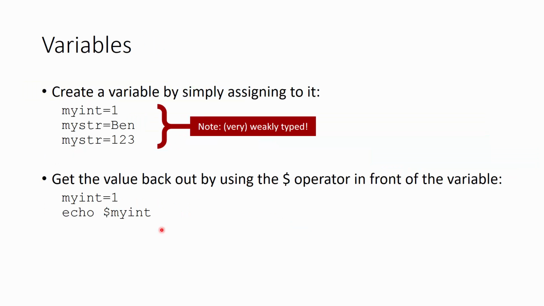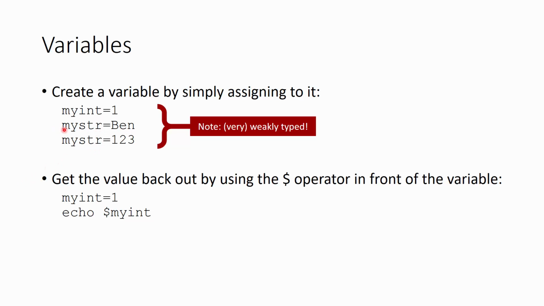We can create variables in these scripts, and it is as simple as using them. So I start a variable, say myInt, and set it equal to 1, and boom, I've got a variable that is now storing 1. I can then create a variable called myStr, and set it equal to some text string. Note that I don't even need quotes around that if I don't want it.